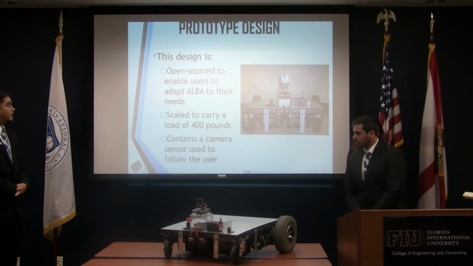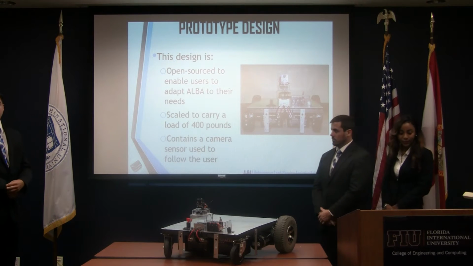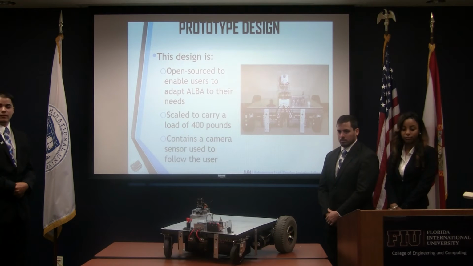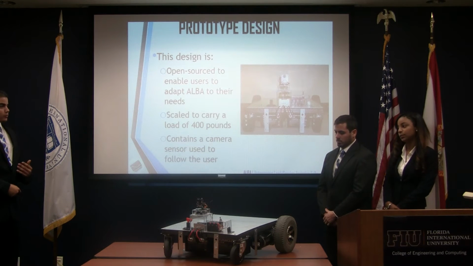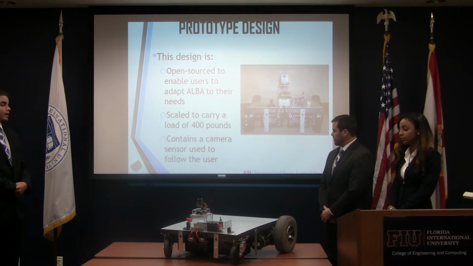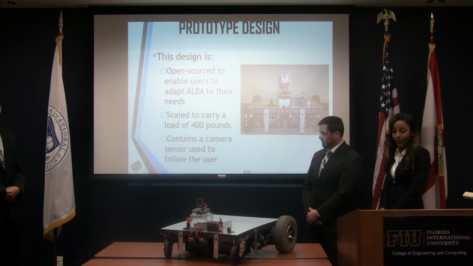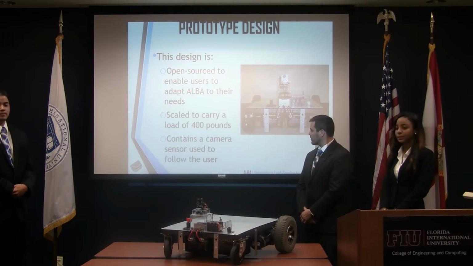This is our prototype design. It's open source to enable users to adapt ALBA. You can customize the programming very easily to change the distance it's going to stay away from you, as well as the speed of the motors as you like. It's scaled to carry 400 pounds and contains a camera sensor that follows you by colors.